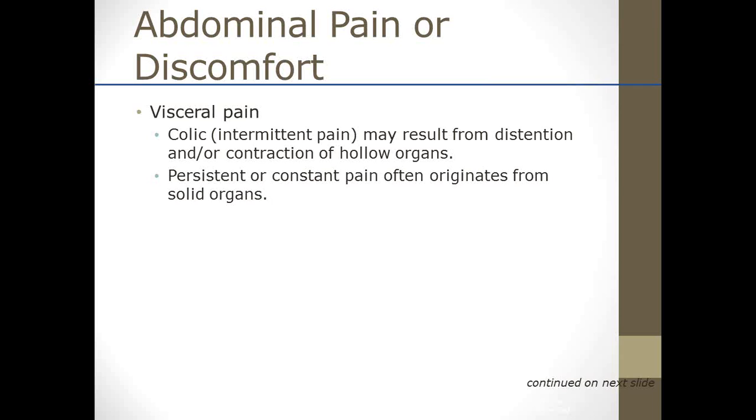It kind of comes and goes. So you're going to have it. If you've ever had gas pains or had anybody that's had gas pains, that is colic. It comes, it goes, it gets sharp, it gets crampy, it goes away, and then it comes back. Persistent or consistent pain that doesn't go away generally comes from our solid organs. So that intermittent pain we're going to look at from hollow organs. Solid organs have a constant pain, and it really isn't going to get better and worse.